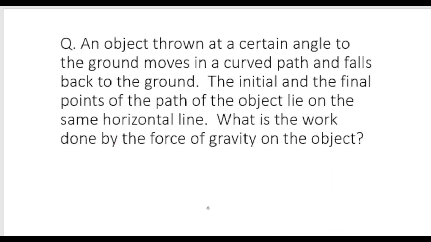At a certain angle to the ground, suppose this is the ground, an object is thrown and it is going up in a curved path and falls down to the ground. So this is the initial position. Here is the final point of the path of the object. They both are on the same horizontal line. What is the work done by the force of gravity on the object?